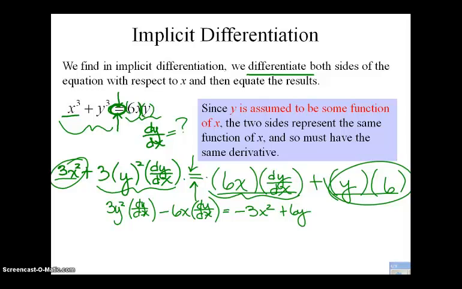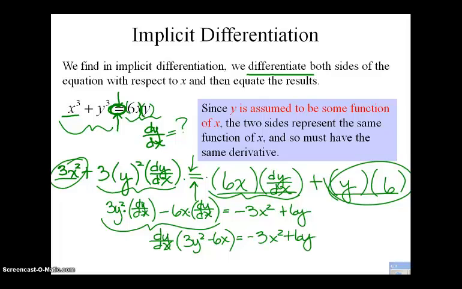Now, do you see why I did that? Because now I have gathered like terms. Both of these terms have a common factor. This is 3y squared times dy dx, minus 6x times dy dx. So I'm going to factor dy dx out of both of those terms. That leaves me with a 3y squared minus 6x. That still has to equal negative 3x squared plus 6y.